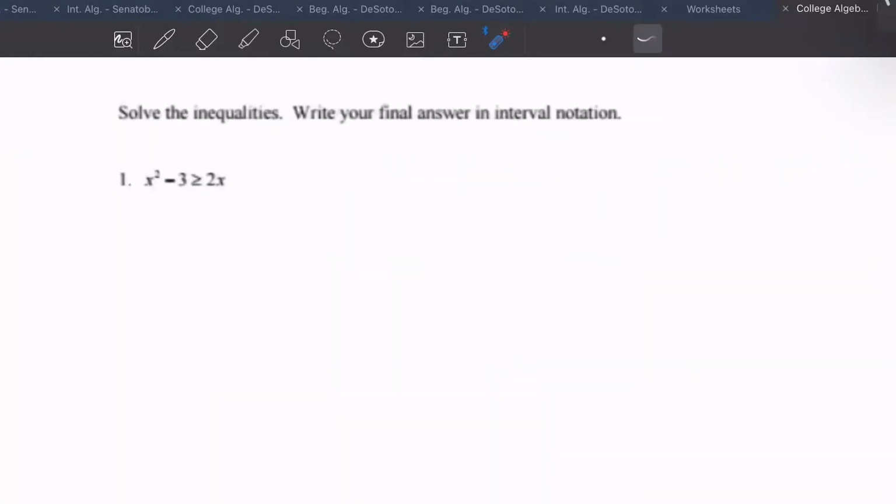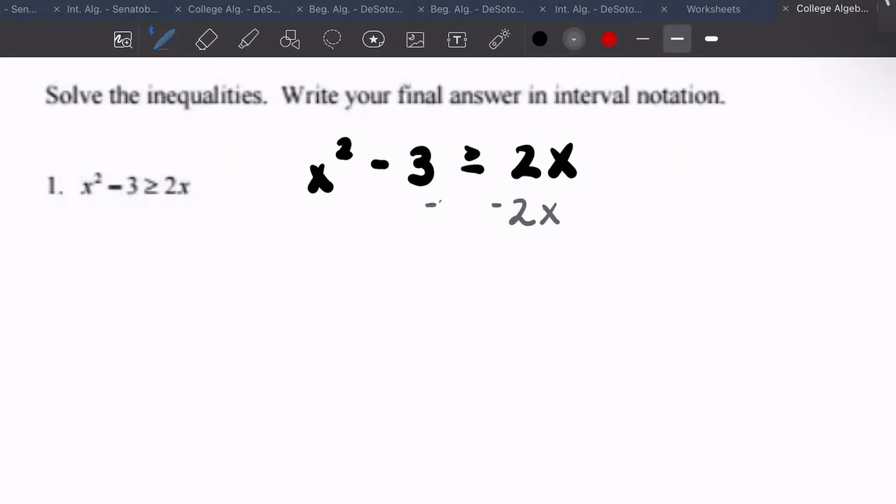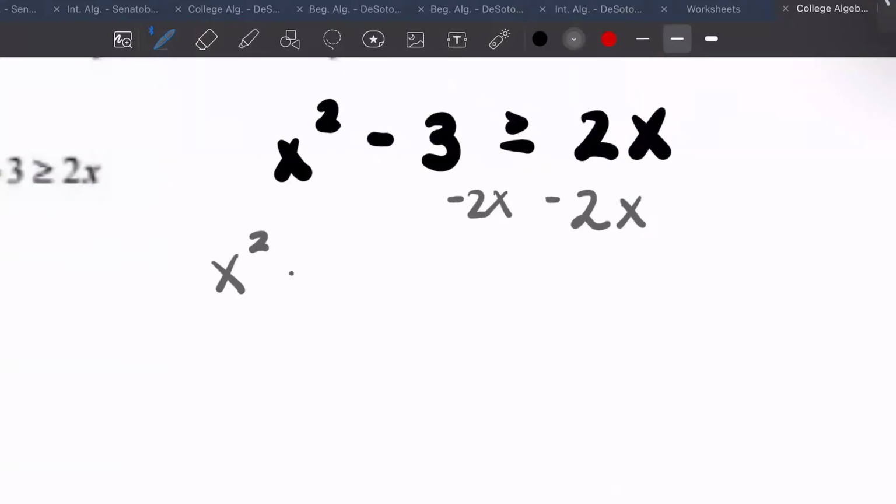These notes might be a little blurry, and I apologize for that. I'm going to write it over again over here. x squared minus 3 is greater than or equal to 2x. Your first step is to write the polynomial inequality in standard form. That means it's factored and the right-hand side has 0 on it. Right now it has 2x on it, so let's subtract 2x, and I'm going to put it in descending order. So I have x squared minus 2x minus 3 is greater than or equal to 0.